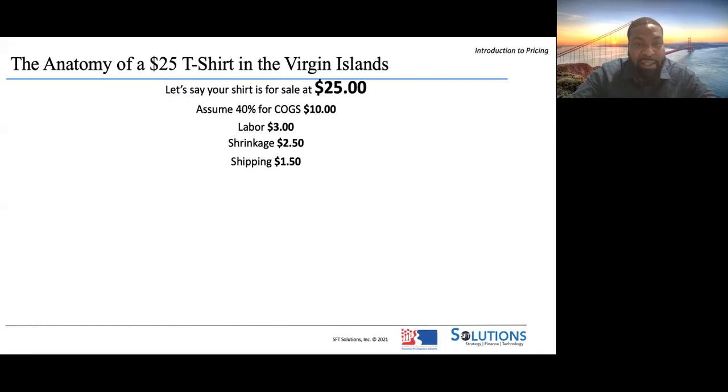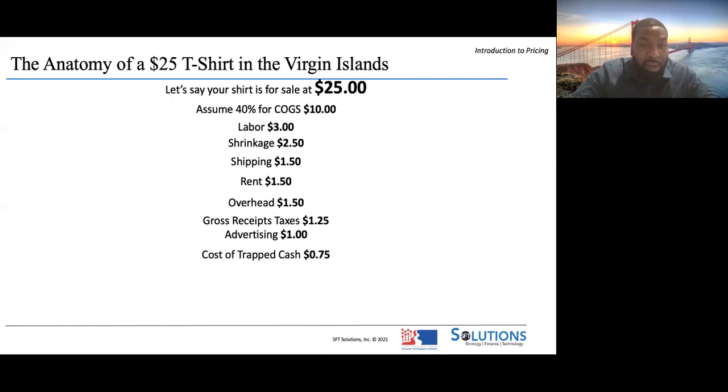Shipping, as we know, is expensive in the Virgin Islands. Rent, overhead, which is the cost of WAPA and things like that. Then you got to pay your gross receipts taxes. Then you got to advertise a little bit. Then there's also what's called trapped cash, right? Let's just say that entrepreneur spent $50,000 getting that business going, right? There's money caught up in inventory, there's money caught up in rent deposits and things like that.